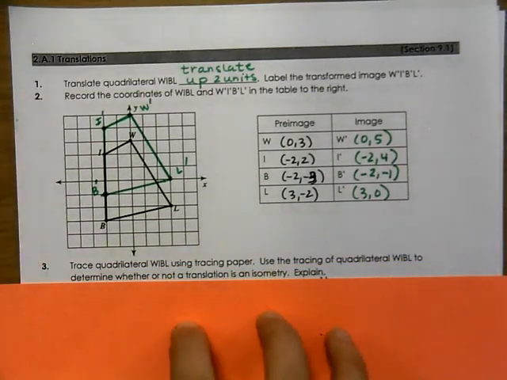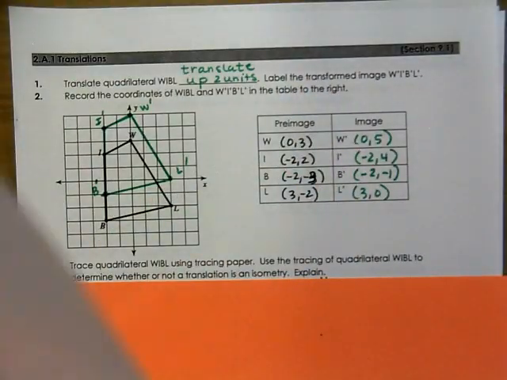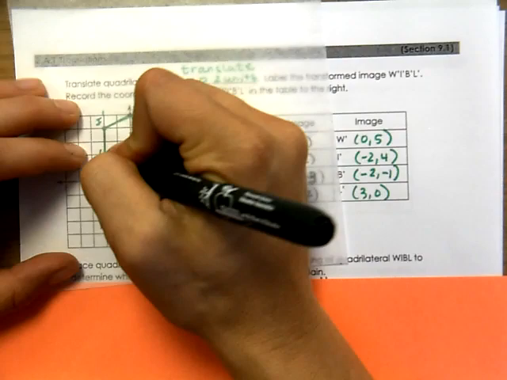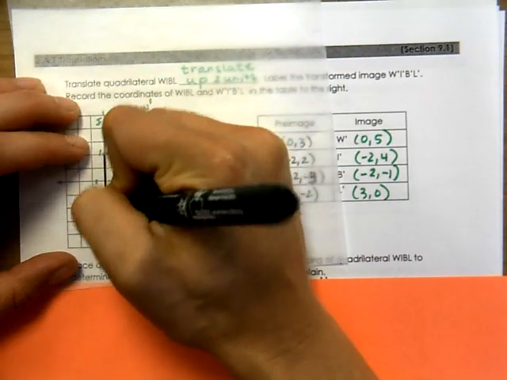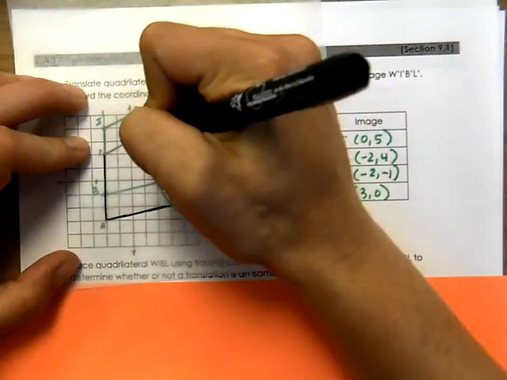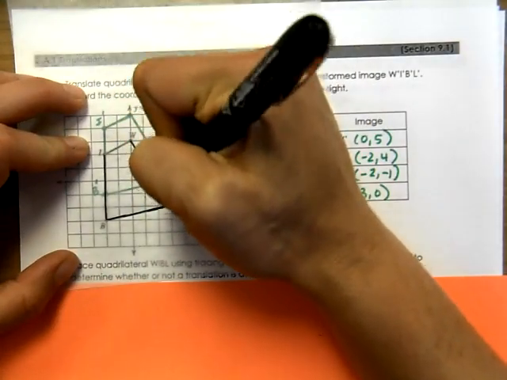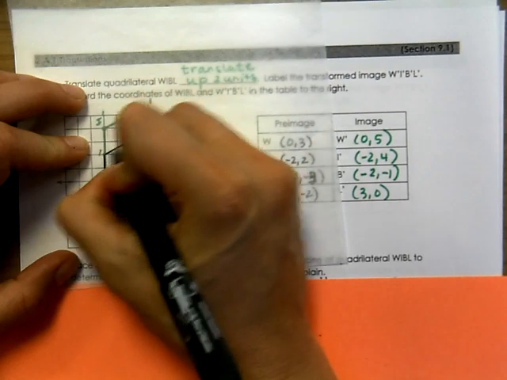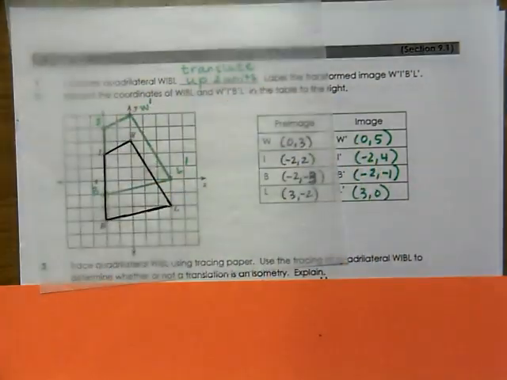The next question is to trace the quadrilateral using tracing paper and use the tracing paper to determine whether or not the translation is an isometry. So let's first trace this using tracing paper. And it wants us to figure out whether or not this translation is an isometry.